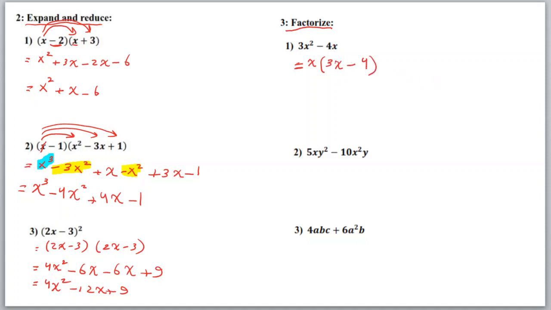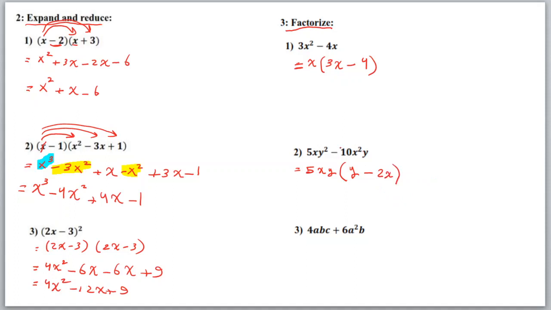Okay, so as you see here, it's the opposite of expand and reduce. So if you see expand and reduce here, you get this. If you factorize, you get this expression. Here we have 5 and 10, so we take 5 as common, highest common factor. X and x squared, we take x. Y and y squared, we take y, and we open bracket. So 5 by 5 is 1, x by x is 1, y squared by y, so it's y. Then we write minus. X squared by x, or 10 by 5 is 2, x squared by x, it's x, and y by y is 1. So this is the final answer.